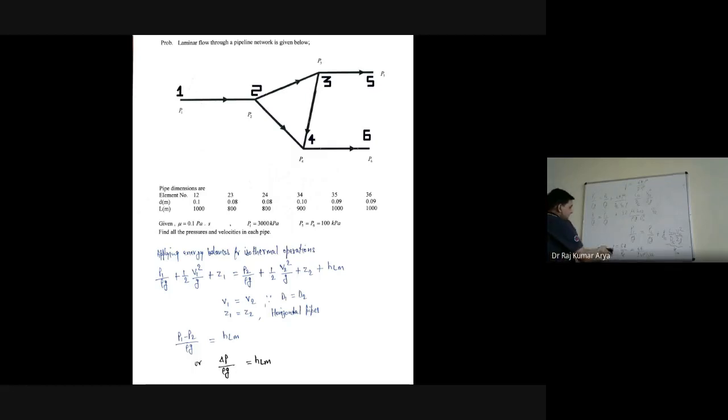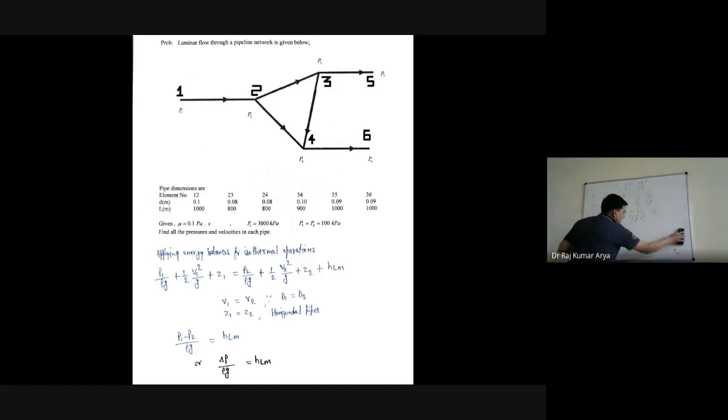So you can write in terms of variables here. This is known to you, this is unknown. The rest of the things are known to you. The viscosity of the fluid is given, density is given, g is given, length and diameter, everything is given. Only the velocity and the pressure are unknown. Two unknowns are there in this particular equation.